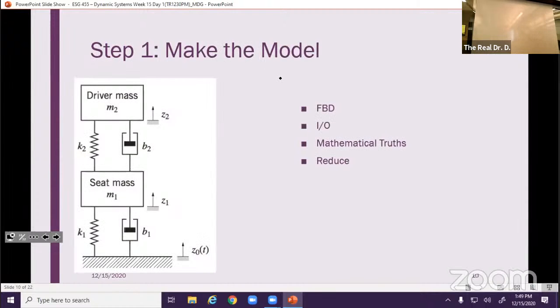So in order to do that, we need a free body diagram, and we need our inputs and our outputs, because it says here, Dr. D's number 1 super terrific 5-step method for making models. We'll do the first 4 steps and then we'll talk about how to analyze it after that. So, free body diagram and inputs and outputs.